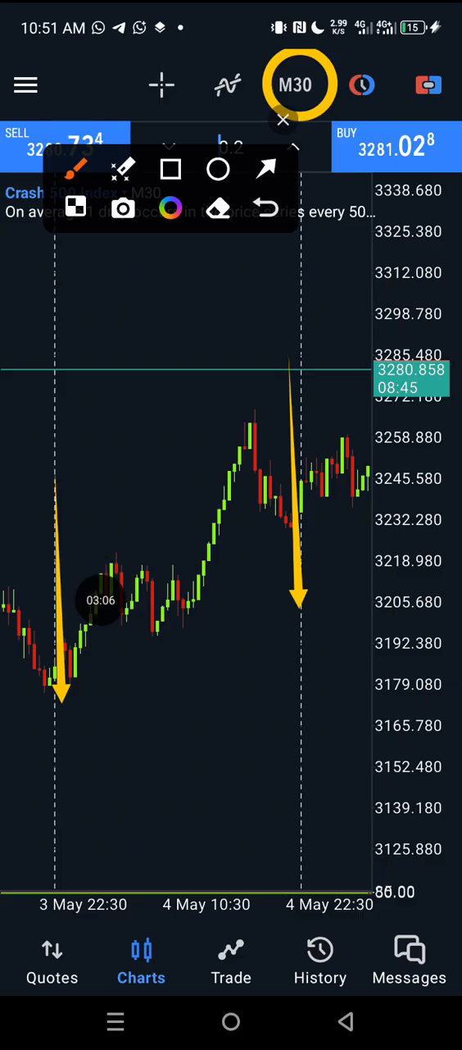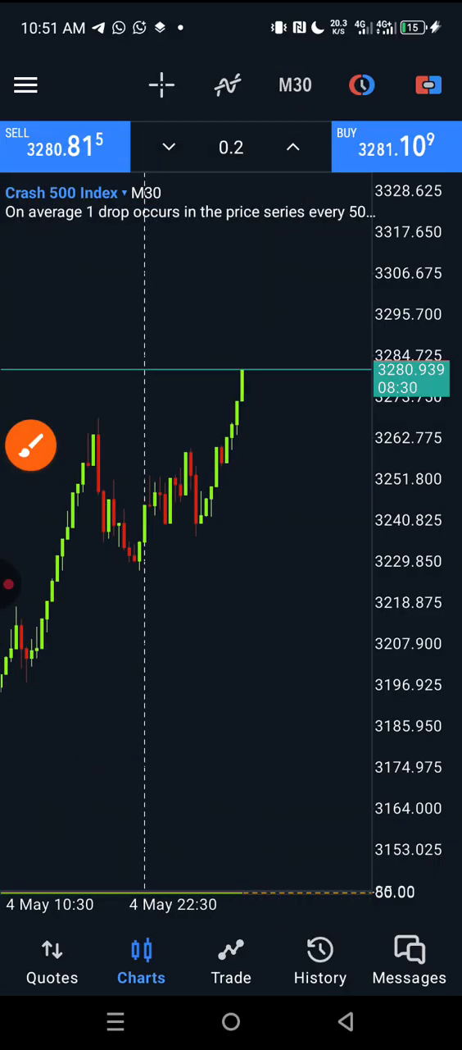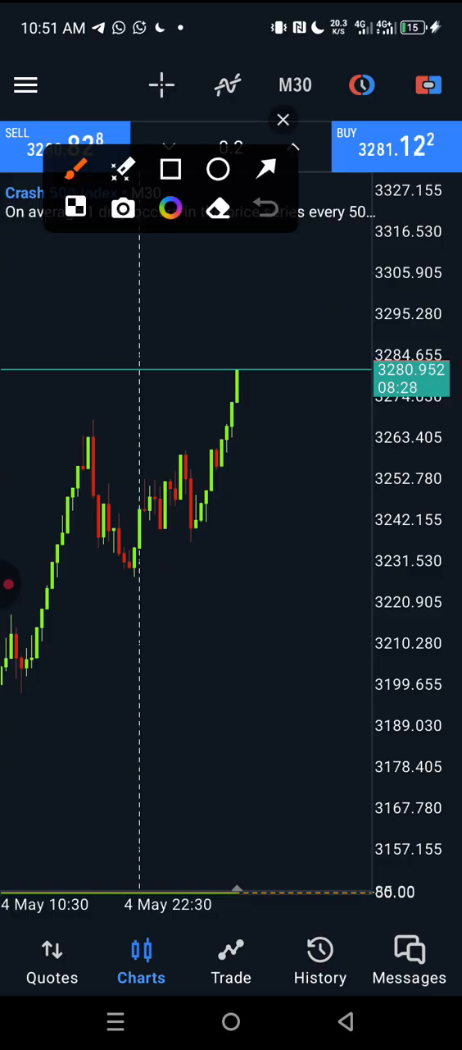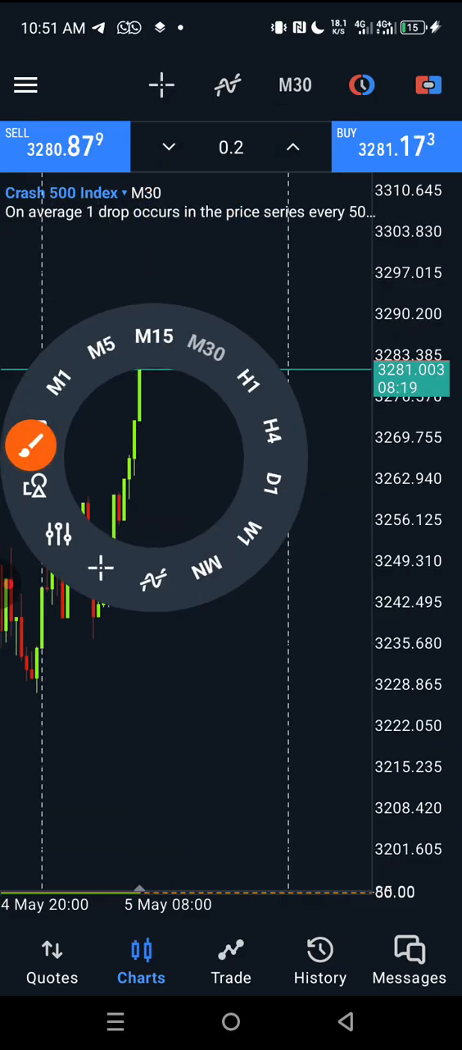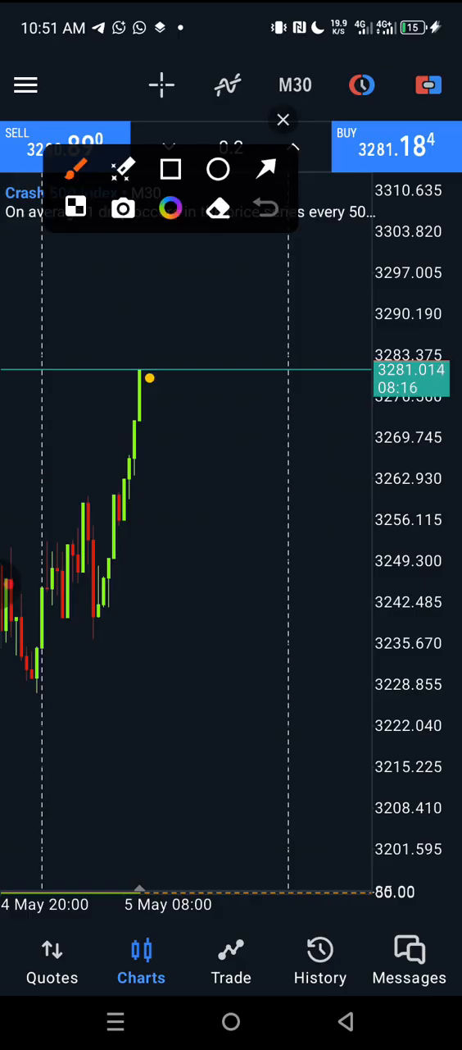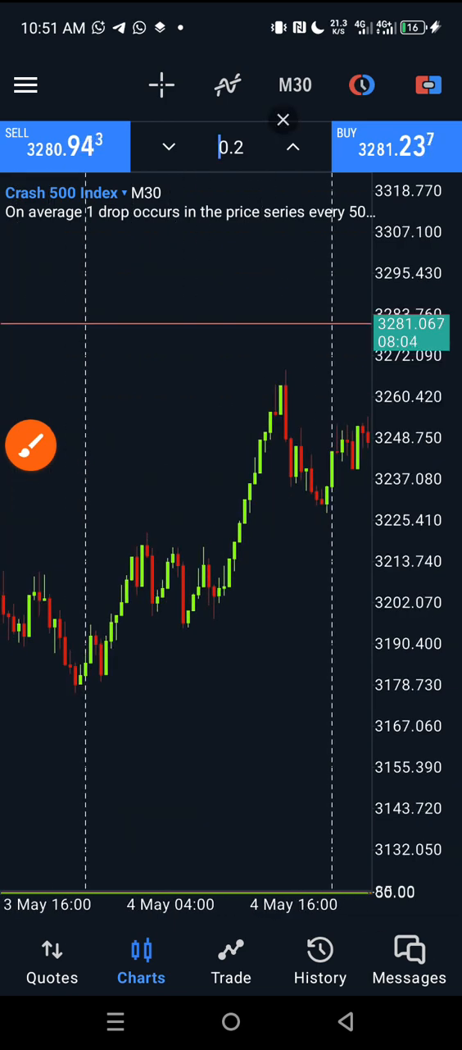All this movement here on the chart, from here to here, is the whole movement of Crash 500 from yesterday till today. A new one has formed, and the one happening now is for today. It will keep going until it gets to the next one, which will be for tomorrow. By the end of today, the price will get here, and then a new day will begin and start forming again till the next day.